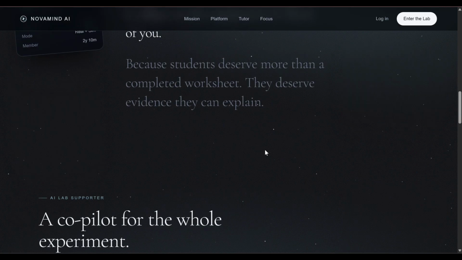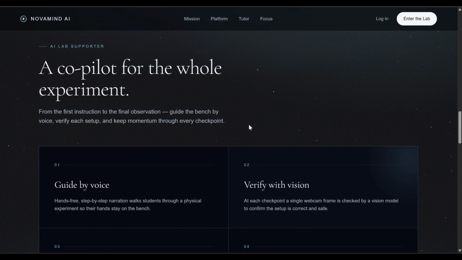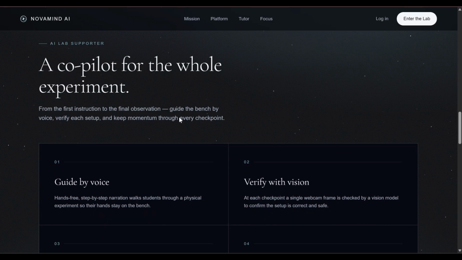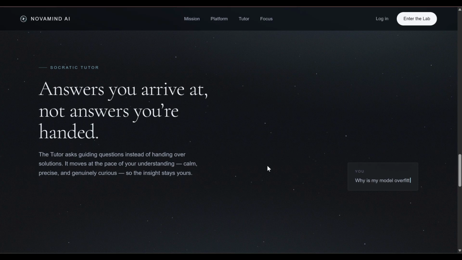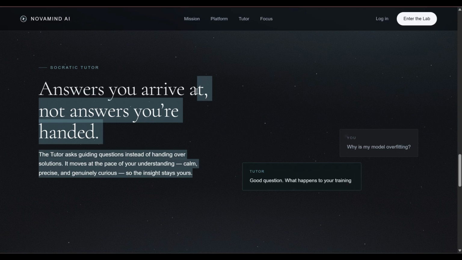So, I'll just keep scrolling past this. Okay, so the first product is Real Life AI Lab, and it focuses on having a real world AI tutor guiding your lab journey. And the second one is the Socratic tutor. So you chat with the Socratic tutor and it gives answers.